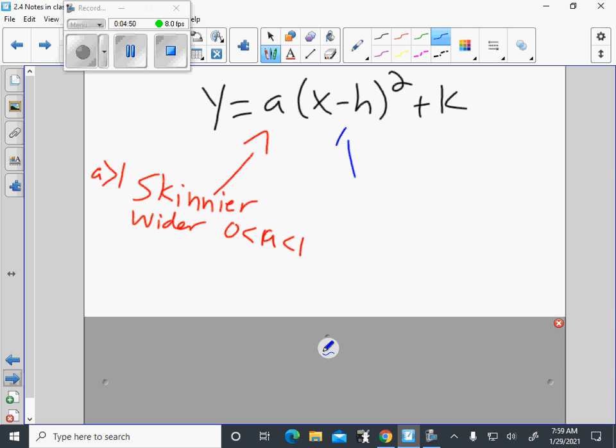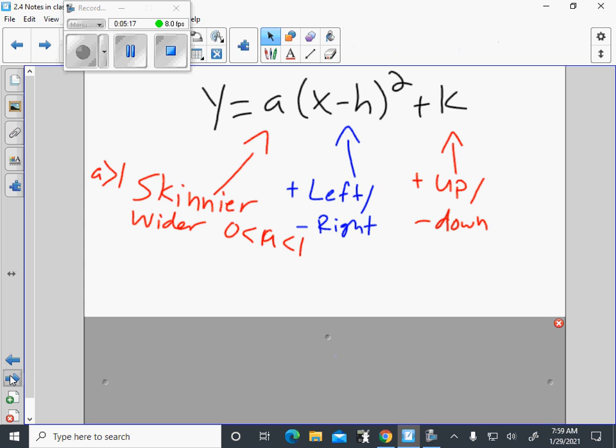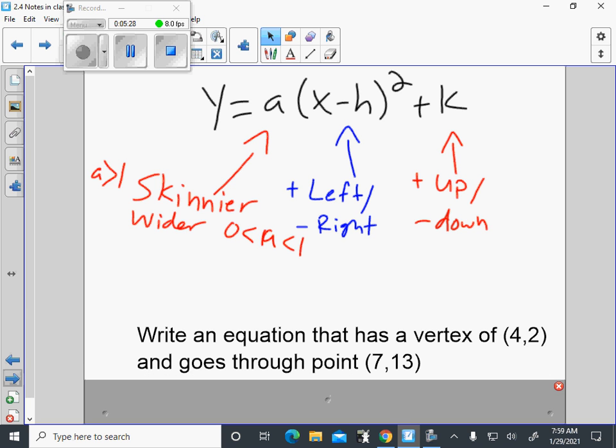This number here, we go left or right. Okay, just like we were doing in the examples. And then over here we have plus k goes up or down. If it's plus, it goes up. If it's minus, it goes down. Back to our left and our right. To go left, it has to be a plus. To go right, it has to be a minus. Okay? So we've worked with this equation. Y equals a times x minus h squared plus k.